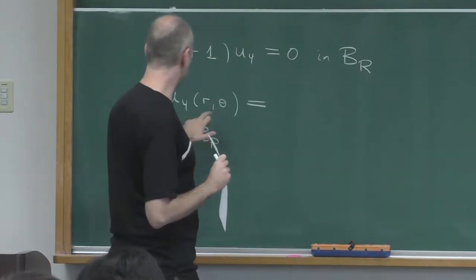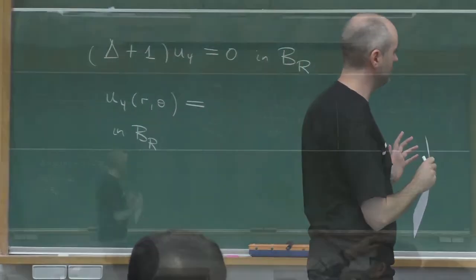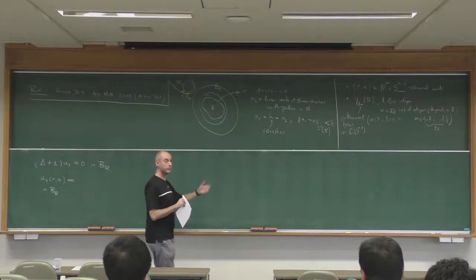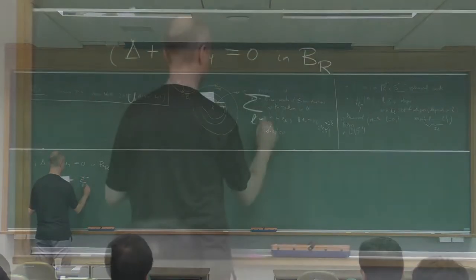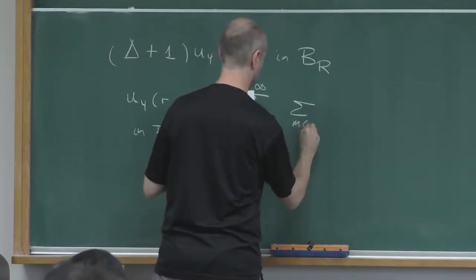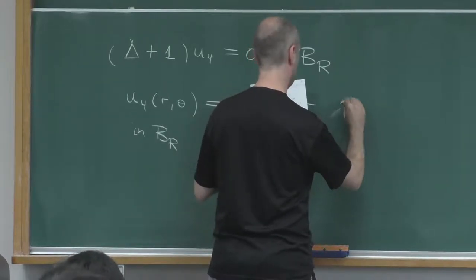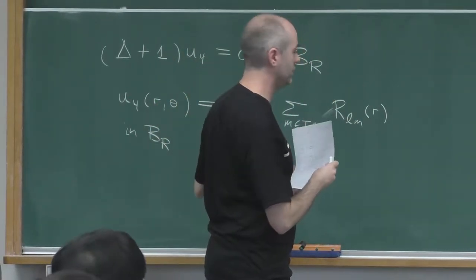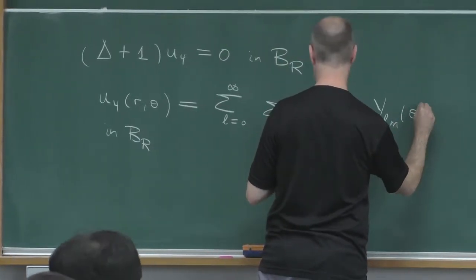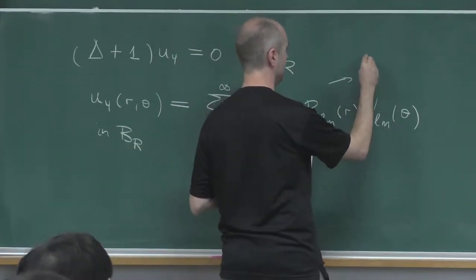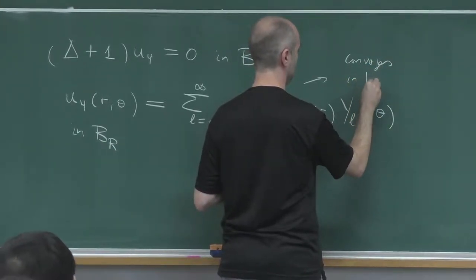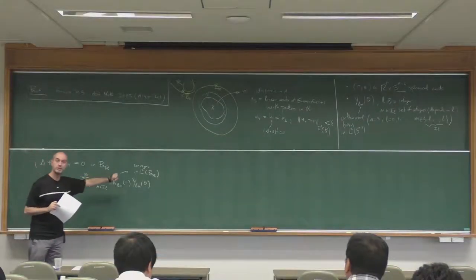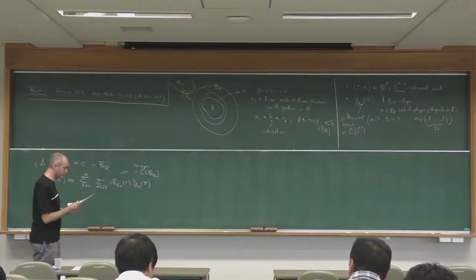for each radius, this is a smooth function of the angle on the sphere. So you can expand this function for each radius in terms of the spherical harmonics. This is a sum of this type with some coefficients, which of course will depend on R, and here the spherical harmonics. This convergence is understood in L2. So you can represent this U4 in this way. Actually, the convergence is much better than L2, but L2 is enough.